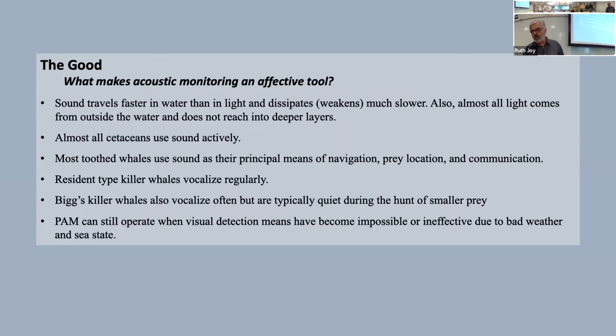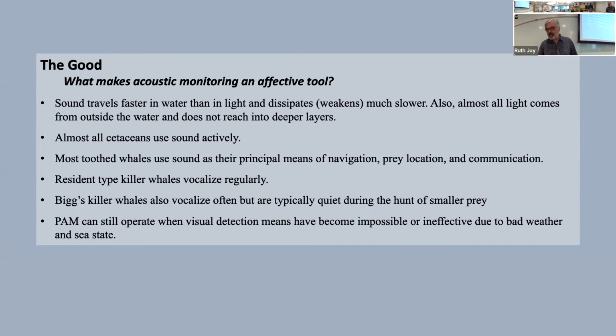So what we know is that most cetaceans use sound. Most toothed whales use sound as a principal means of navigation, prey location, and communication. Resident killer whales vocalize regularly. Keep that in mind because I'm coming back to that.